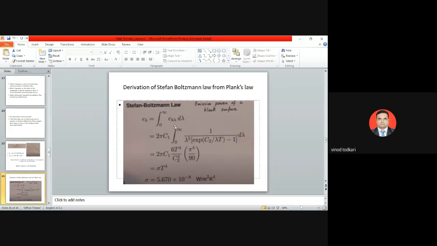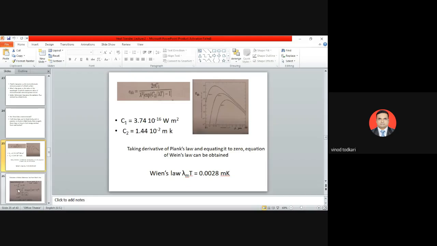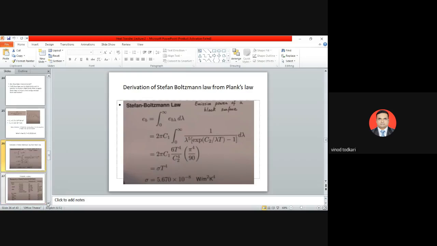I believe that this concept is clear to you. Already we have discussed these four laws in last lecture. We have discussed Kirchhoff's law, Wien's displacement law, Planck's law, and Stefan-Boltzmann's law. Now, in this lecture, we are discussing that these laws are interconnected. Stefan-Boltzmann's law can be derived from Planck's law. Wien's displacement law can be derived from Planck's law. So simple concepts are there, and I believe that these concepts are clear to you.